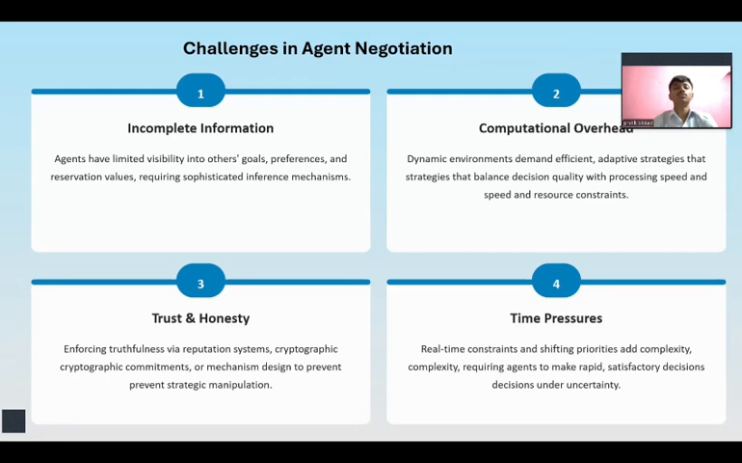Now we will see the topic challenges in agent negotiation. First, incomplete information. Second, computational overhead. Third, trust and honesty. Fourth, time pressures.